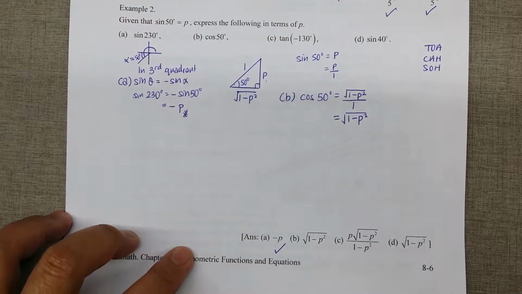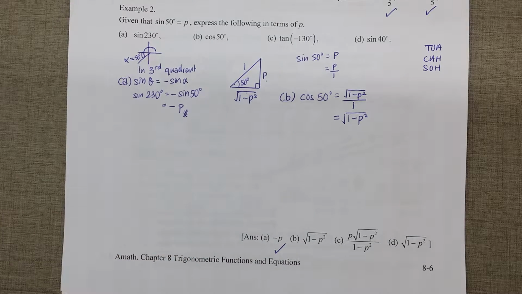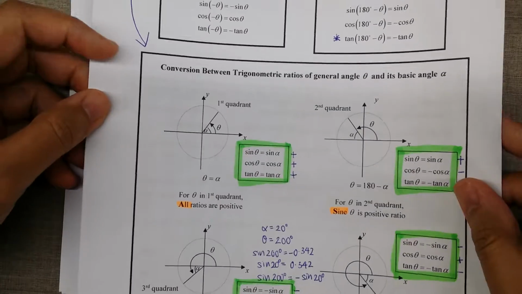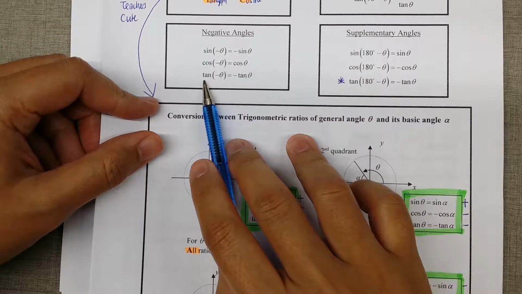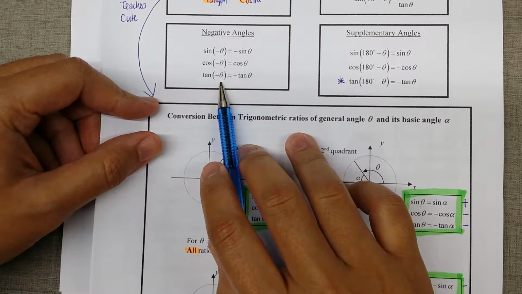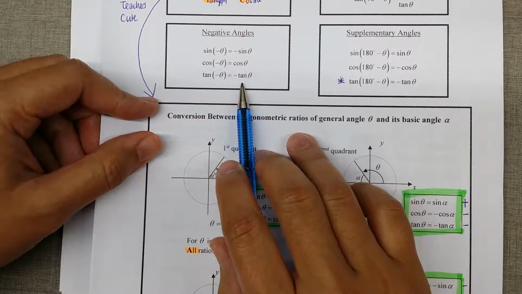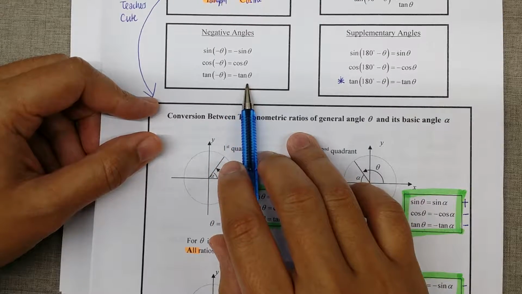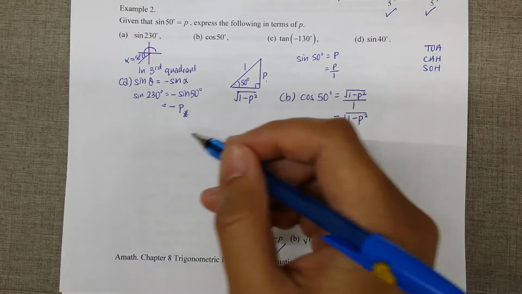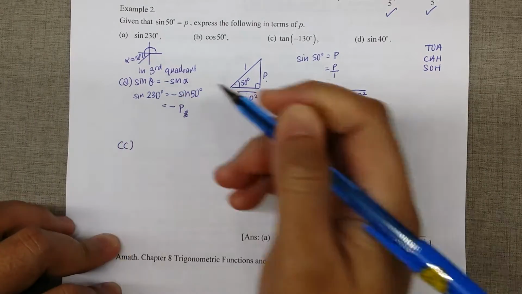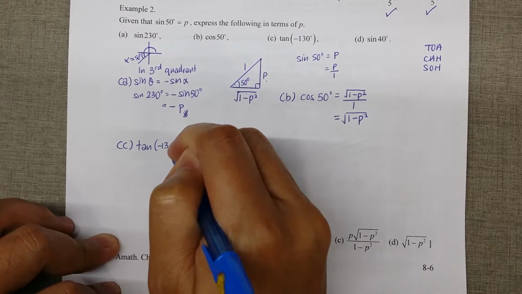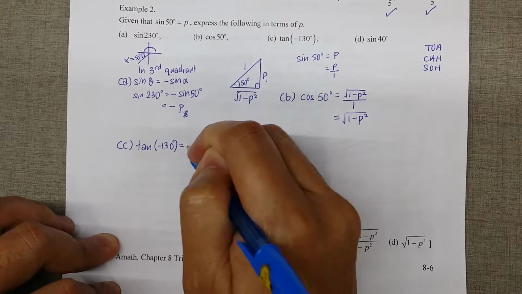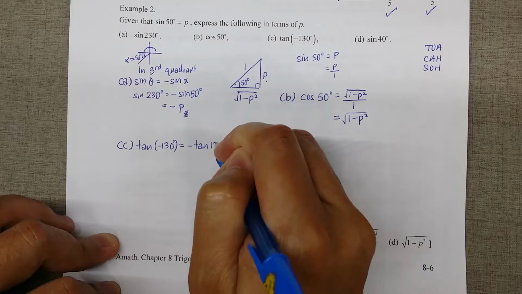Oh, why is there a negative? Let's take a look at the previous page. When we have tangent negative, look at negative angles. Tangent negative 130 will be equal to negative tangent 130. Okay, write that down. I'll do it here. Part C. Tangent negative 130 will be equal to negative tangent 130.